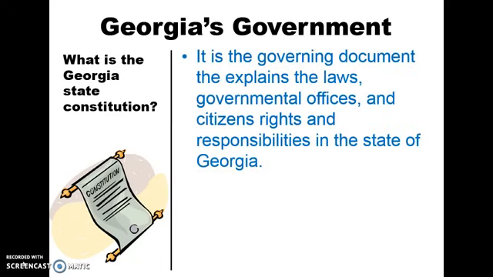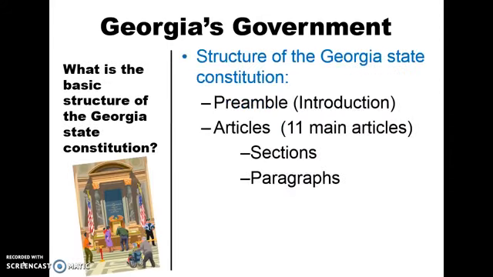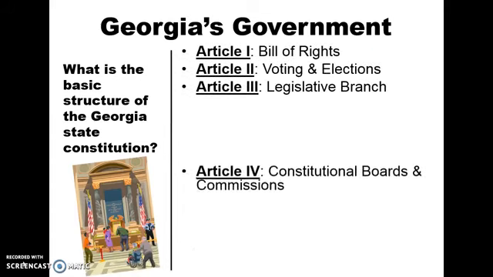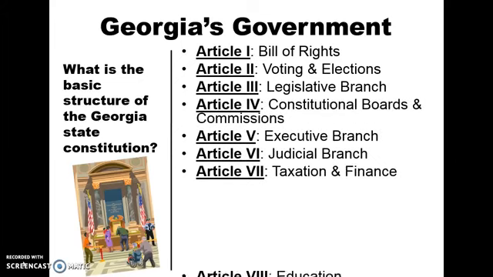It's the governing document that explains what our laws of the state are, what our government offices are, and what our rights and responsibilities are as citizens. The structure has a preamble, which is similar to the U.S. Constitution. They also have a preamble, which is basically an introduction. We have 11 main articles, which are basically the sections and paragraphs of the Constitution. These are what each of the articles cover.